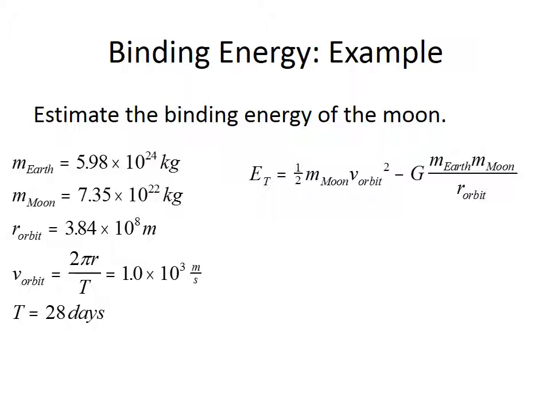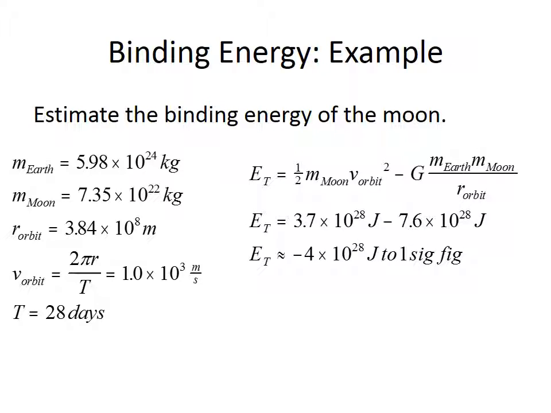So the total energy of the Moon, if we substitute into our equation 1/2 mv squared plus our negative GMm on r, is going to be a negative 4 times 10 to the power of 28 joules. We're just going to round here to one significant digit. This implies that the Moon has a binding energy of 4 times 10 to the power of 28 joules. We would have to give that Moon that much more energy to have it leave Earth's orbit completely, to escape.